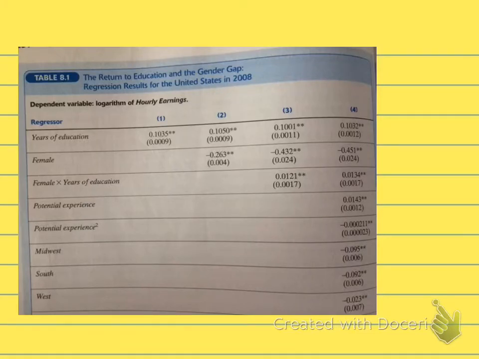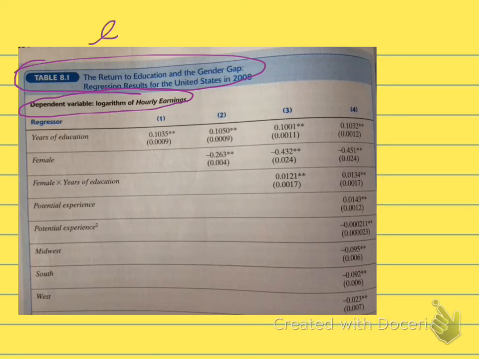Let's take a look at table 8.1 in Stock and Watson, which is a table of regression results of the return to education and the gender gap. What we have here is a dependent variable, an outcome variable, that is the log of hourly earnings. We've seen that in our various R exercises as the log of AHE.